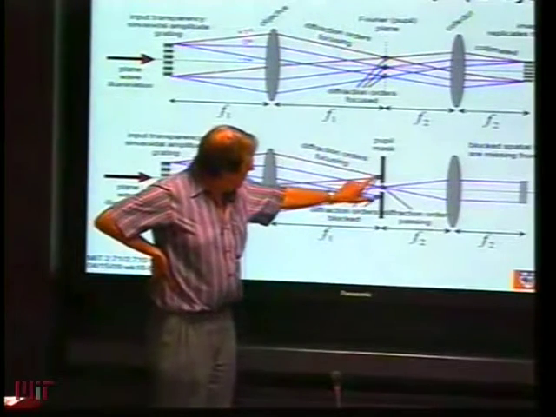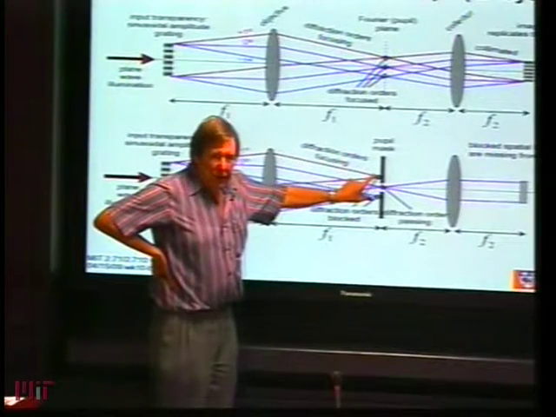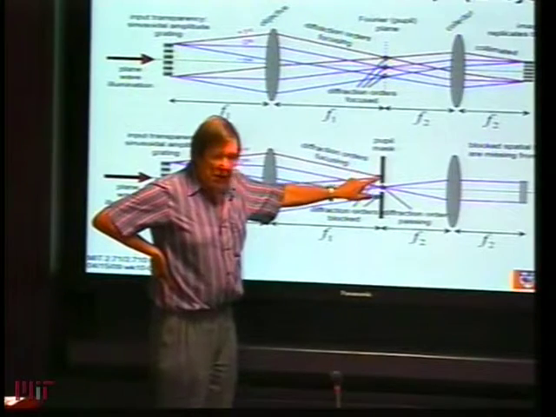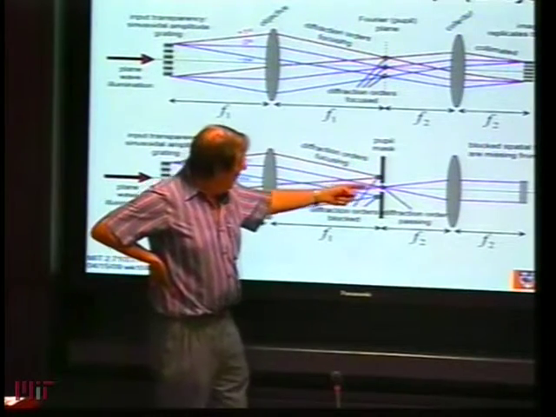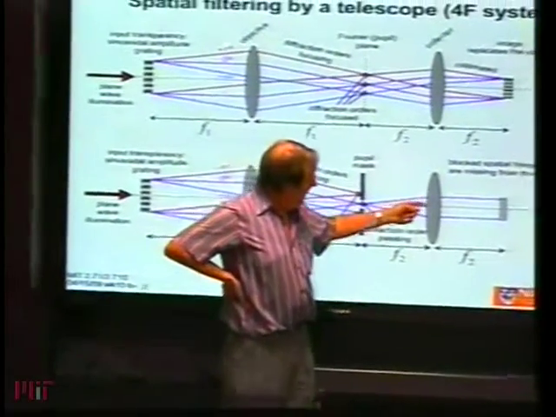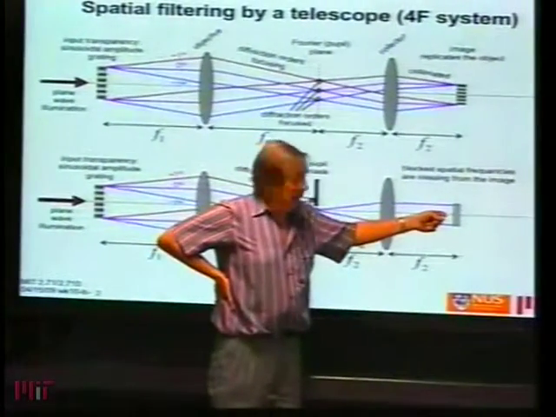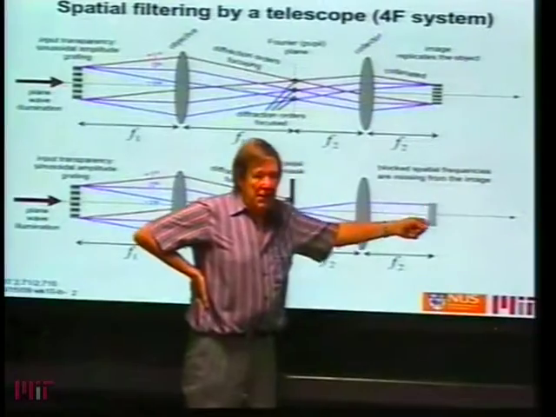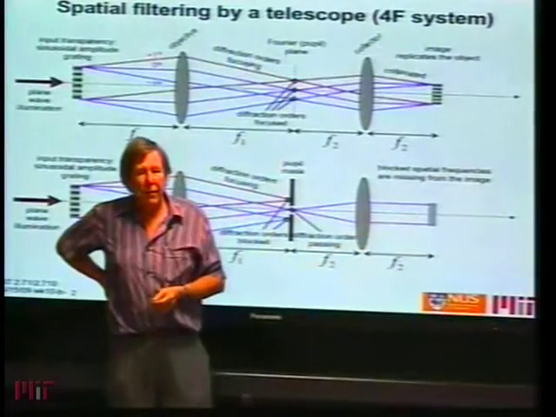The plus one and the minus one order are obstructed by this screen. So all we let through is this single order, which is going to be converted to a plane wave. And so on your screen here, all you'll see is the plane wave.